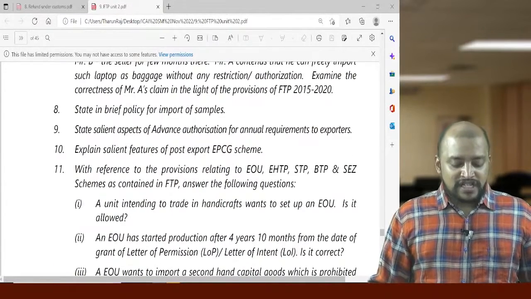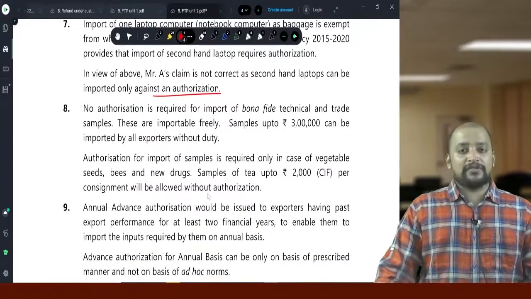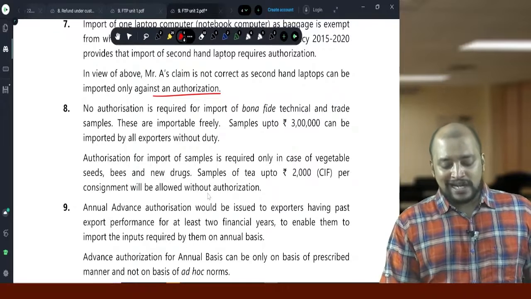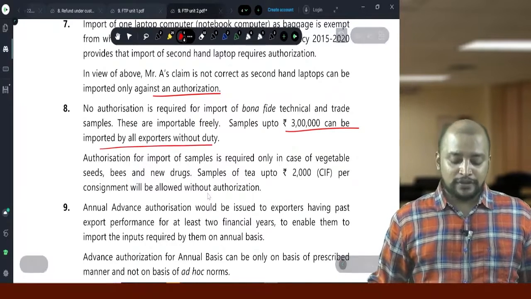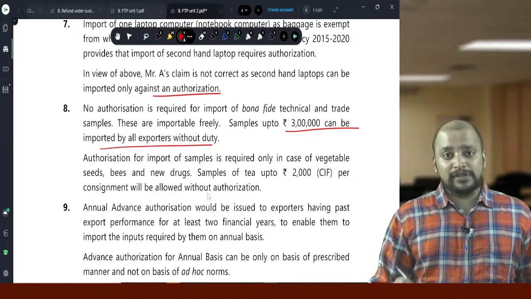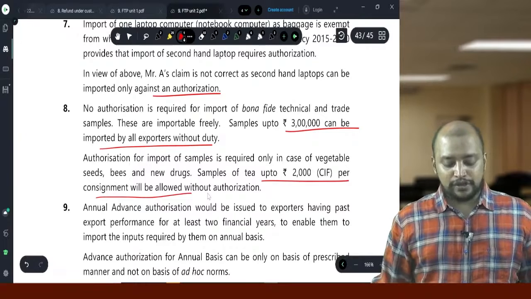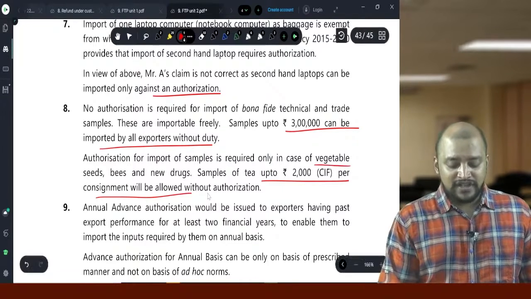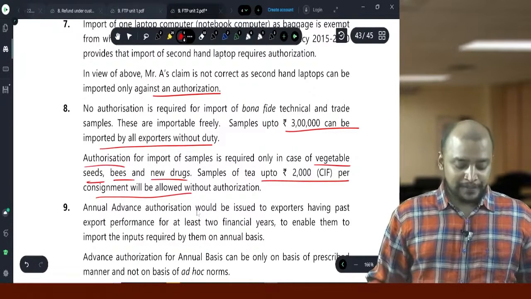State in brief policy for import of samples. So there is no authorization required for import of samples. However, samples up to 3 lakhs can be imported by all exporters without any payment of duty, and in case of samples of tea up to 2000 rupees CIF can be imported without authorization, whereas in case of samples of vegetable seeds, bees and new drugs, authorization is required.